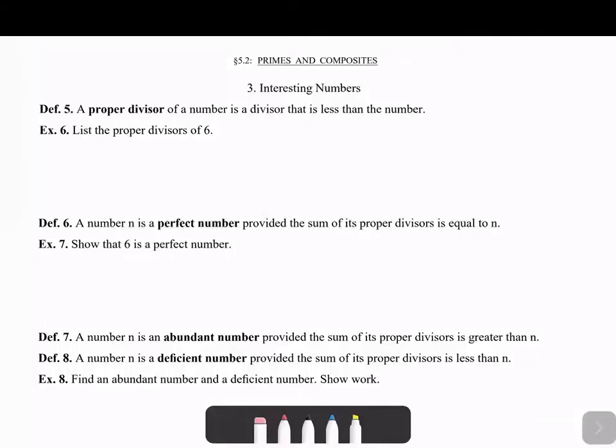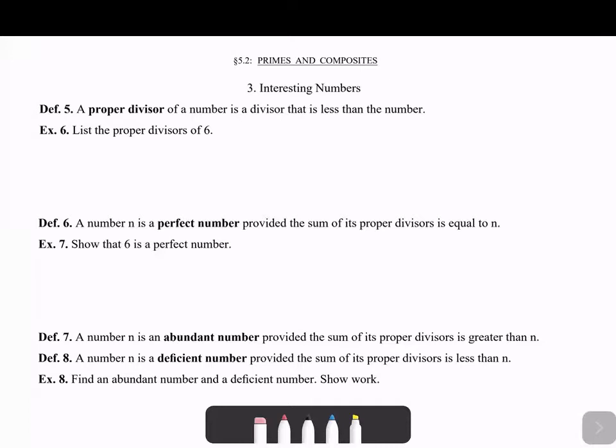Hi everyone, this is the last video for section 5.2 on primes and composites. I've mentioned throughout the videos that the prime numbers are studied a lot in number theory and why they're important for our everyday lives.